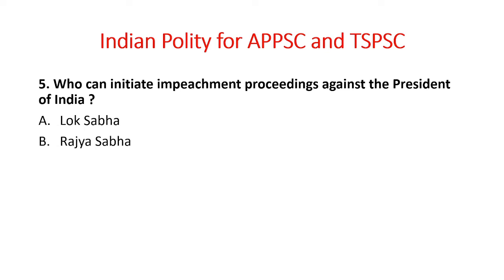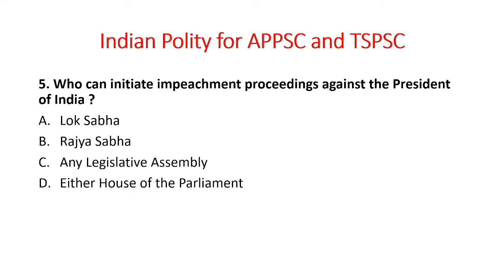Next. Who can initiate impeachment proceeding against the president of India? And the options are Lok Sabha, Rajya Sabha, any legislative assembly, either house of the parliament. So who can initiate impeachment proceeding against the president of India? It is either house of the parliament, that is either Lok Sabha or Rajya Sabha. Okay, in either of the houses you can initiate the impeachment process against the president.